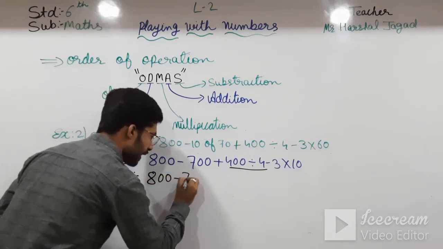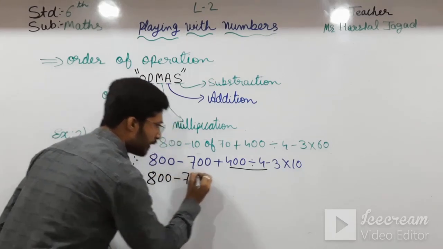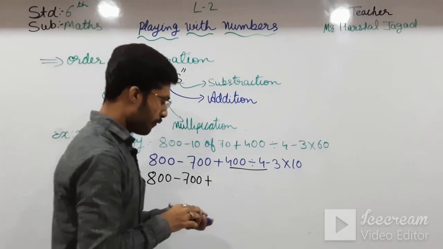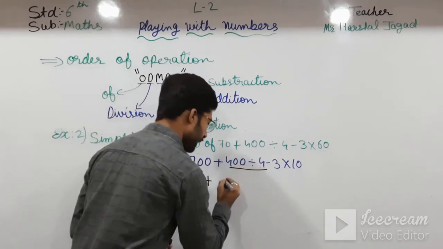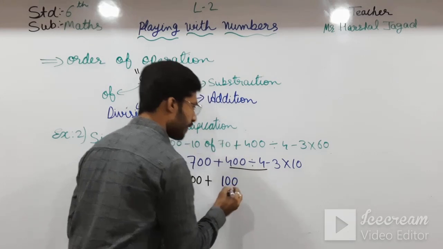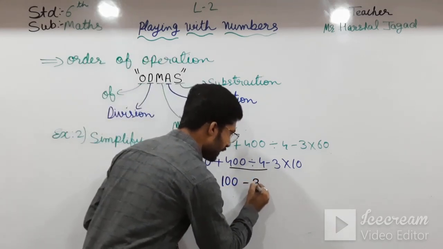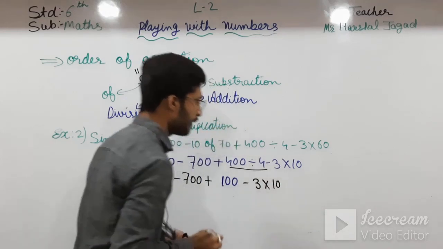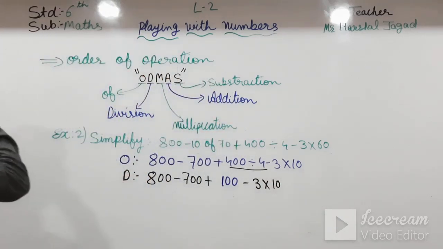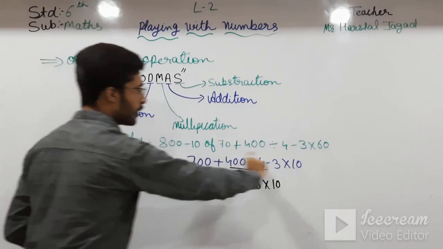800 minus 700 plus 400 divided by 4, that is 100. Okay students, and here minus 3 into 10. We have done the division of this equation.